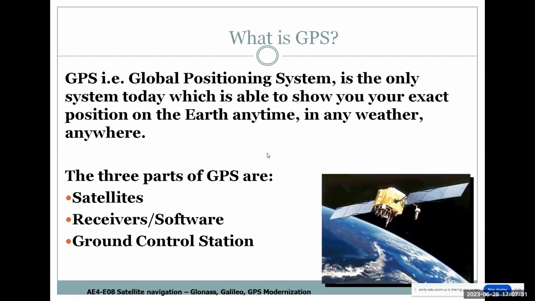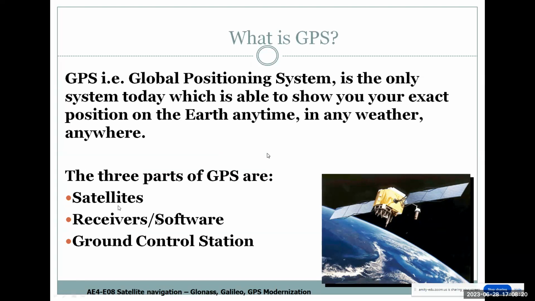If you're talking about GPS, it's the only system today which is able to show our exact position on the earth anytime, anywhere. For getting the exact position on the earth in terms of latitudes and longitudes, the minimum number of satellites required is 3. But if you require latitudes, longitudes, as well as altitudes, at that time the minimum number of satellites required is 4. So minimum 4 satellites are required for getting the 3D position, and minimum 3 satellites are required for getting the 2D position.